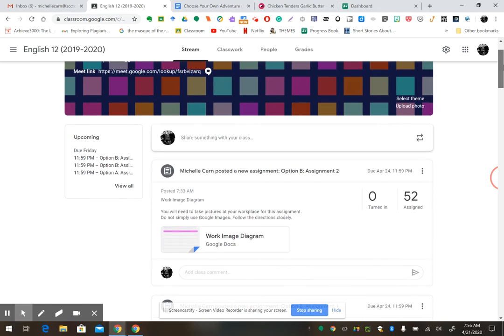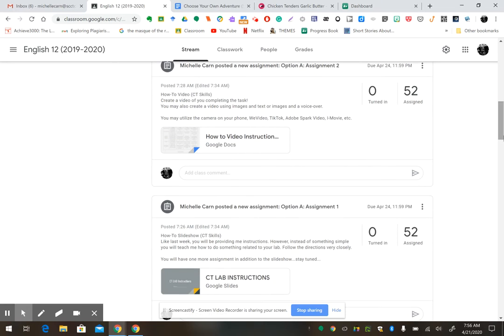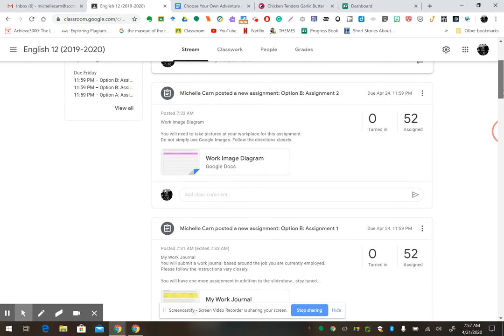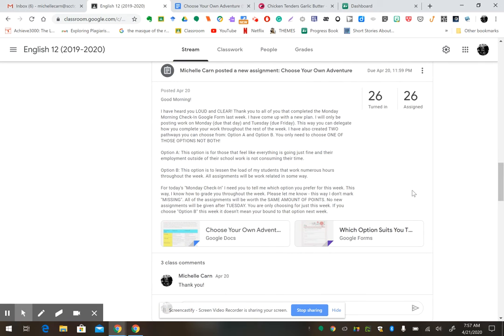What you'll see is that both options have two assignments for the week. Here's option B, assignment one, assignment two. Here's option A, assignment one, assignment two. So again, if you are doing option A, just pretend option B is not there. If it bugs you to see missing later on, you can hit turn in if you'd like, but it doesn't matter to me, as long as you're following the path that I requested of you yesterday in the Google form.